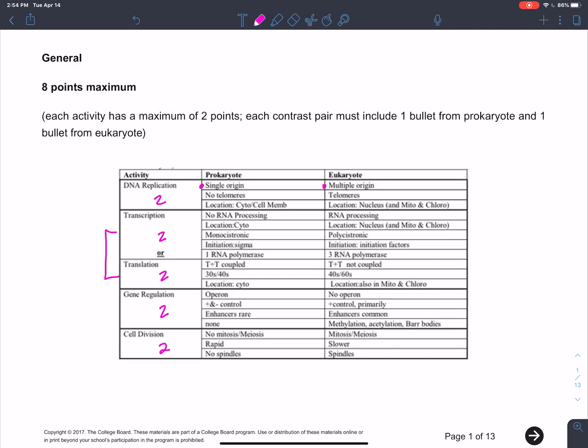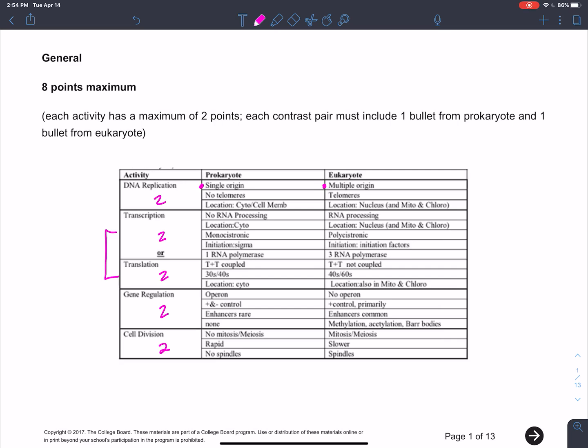It's rapid, no spindles. In eukaryotes, it's mitosis or meiosis, depending upon the cells produced. It's slower, and you need spindle fibers. So, hopefully you understand your answer if you look over my notes and then see what they are looking for.